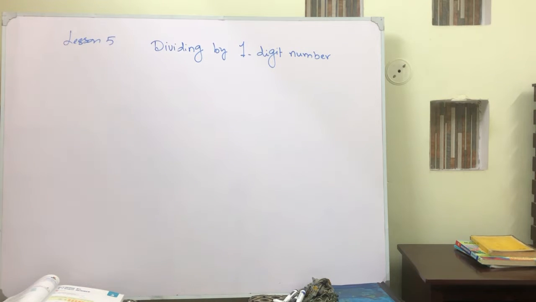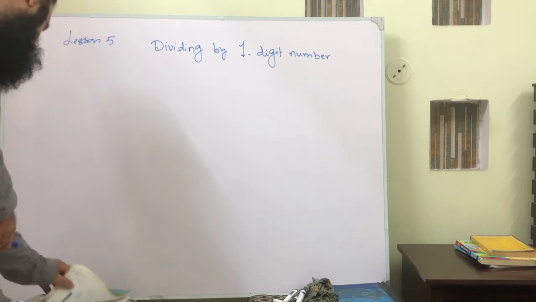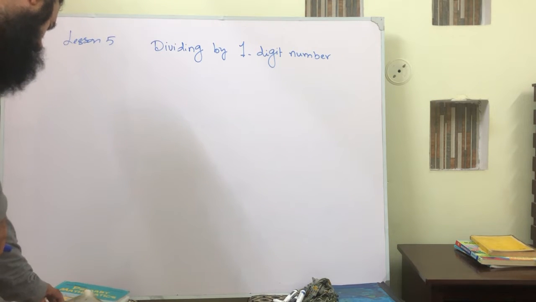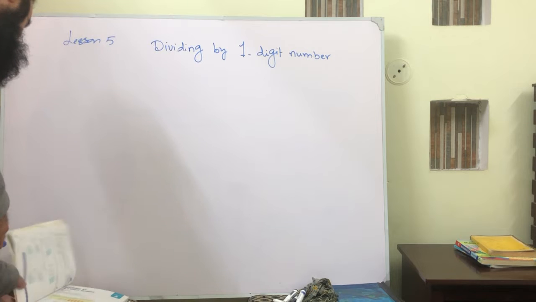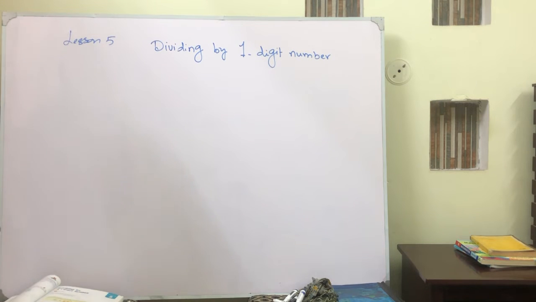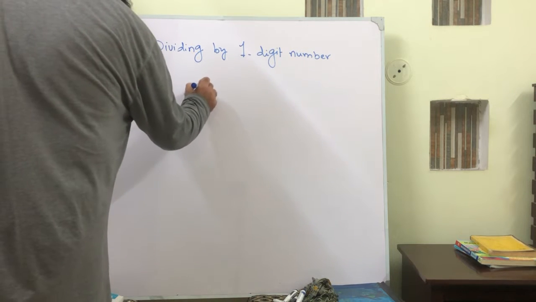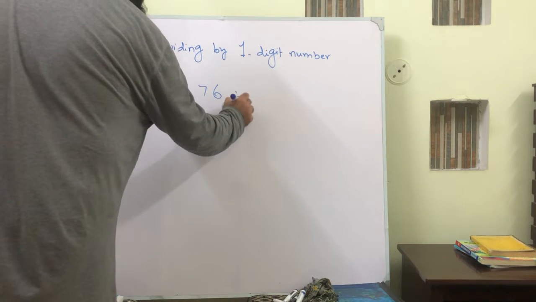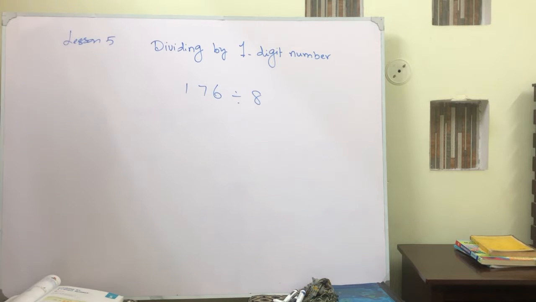Bismillahirrahmanirrahim. Now we will be starting lesson number 5, page 46, dividing by a one-digit number. This is New Syllabus Primary Mathematics, Oxford, second edition, grade 4. We'll be learning here how to do dividing by a one-digit number. First question is 176 divided by 8.